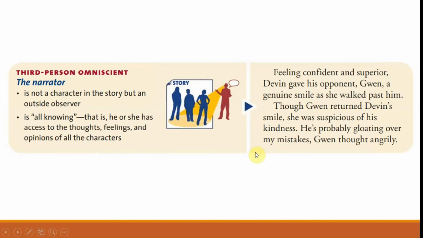Let's read the example. "Feeling confident and superior, Devin gave his opponent Wen a genuine smile as she walked past him. Though Wen returned Devin's smile, she was suspicious of his kindness. He's probably gloating over my mistakes, Wen thought angrily." In this case, the narrator is telling us how Devin is feeling, confident and superior. And also it explains that Wen was feeling suspicious. So it's omniscient. That means it has access to all the characters' feelings.